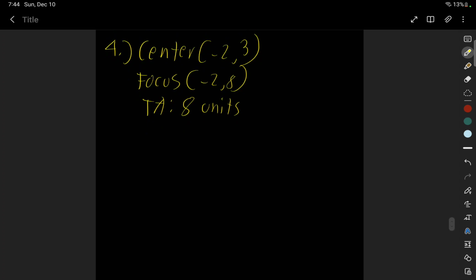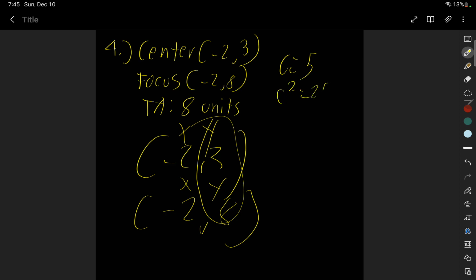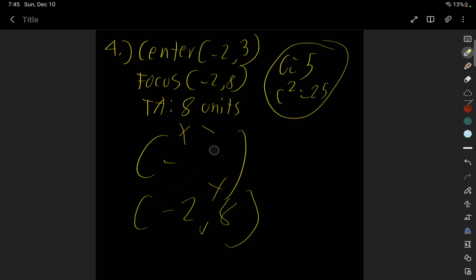So, we need to identify the orientation. How to identify? Ilagay mo si coordinates ng center at si focus. Sa x, may changes ba? Wala naman. Pero sa y-axis, may pinagkaiba: 3 and 8. Ibig sabihin, ang difference ay 5. Since ano ba yung letter na related sa focus or foci? Di ba C? So C is equal to 5, then C squared is 25.